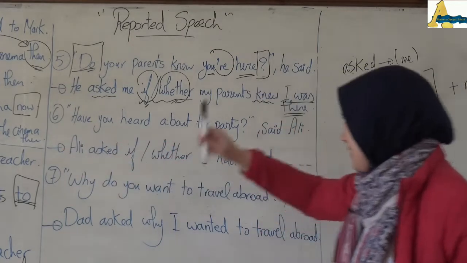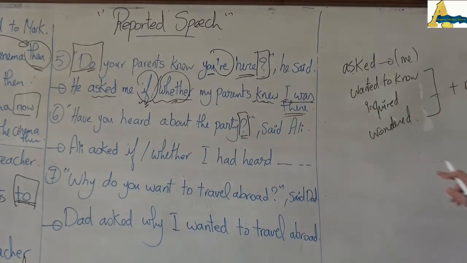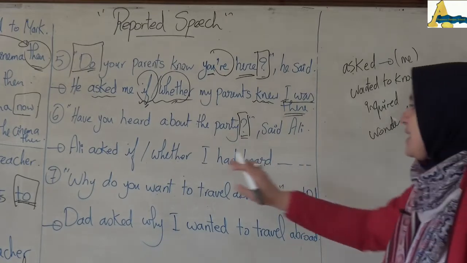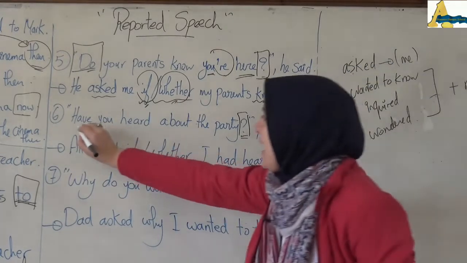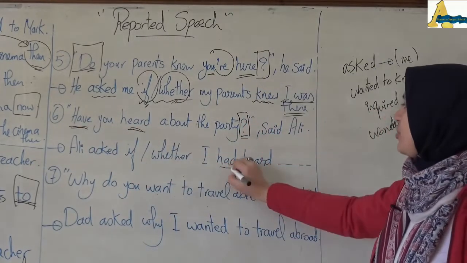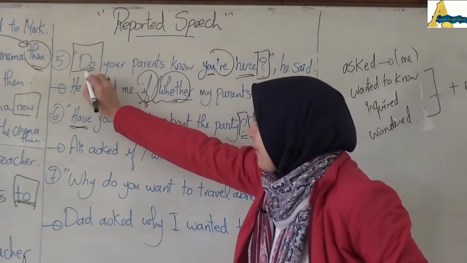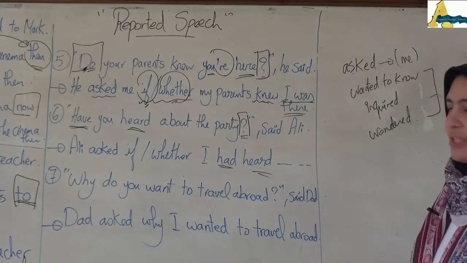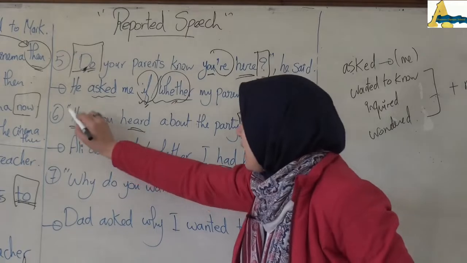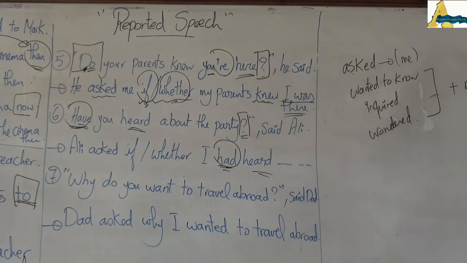What about number 6? It's a question as well, a yes-no question. "Have you heard about the party?" said Ali. So I say, Ali asked if or whether I had heard. So here the present perfect turned into past perfect. Why have I written these two examples? To notice the difference. If the verb to do is the helping verb, it's hidden in the reported question. But here, the verb to have became had. So only the verb to do is hidden in the reported question.